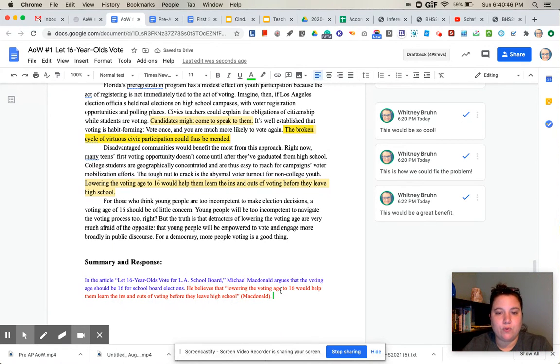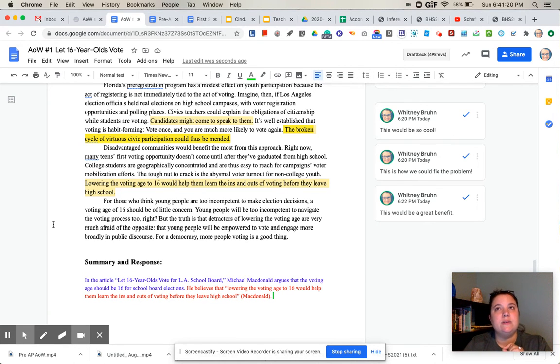And I am going to, let's see, what do I want to say? I'm going to have to think about it for a second. Okay, so since I want to tie my concrete detail back to my topic sentence, and in my topic sentence I talk about school board elections, I want to make sure that I mention the school board elections in my commentary sentences.